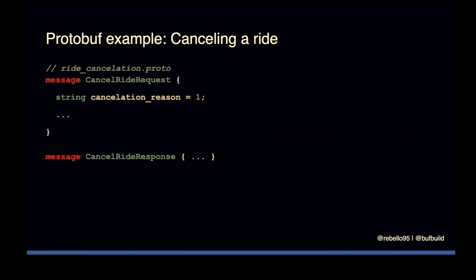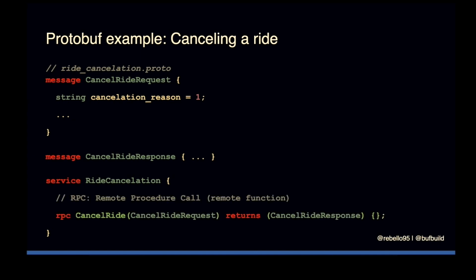Next, we're going to go ahead and define a response message. Again, this can contain any number of fields. We're just going to leave it empty for now. And finally, we're going to define a ride cancellation service. And you can think of a service as effectively a wrapper around a set of APIs. So it's just a collection of APIs.